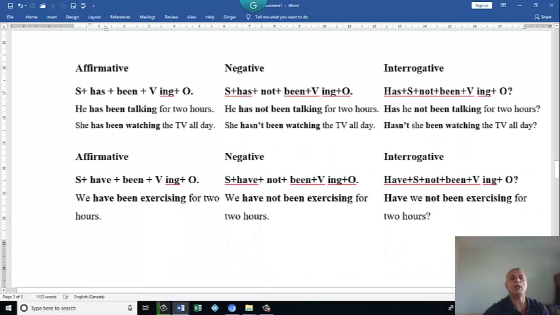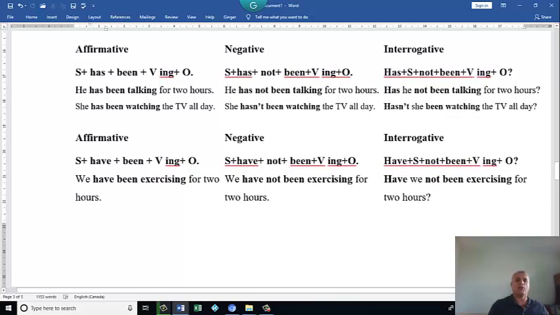Sorry. How to make the present perfect continuous negative or interrogative? It means making a short question.